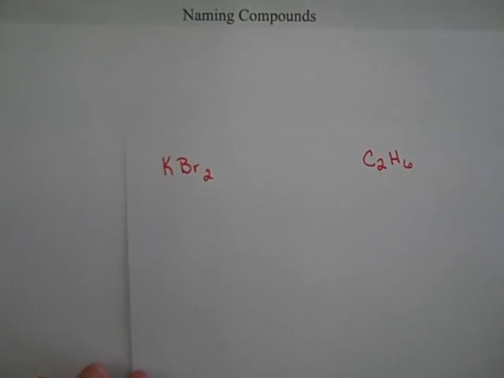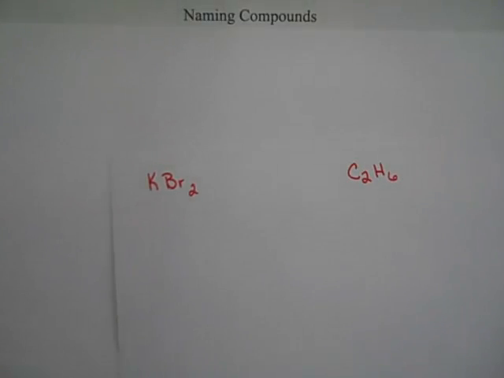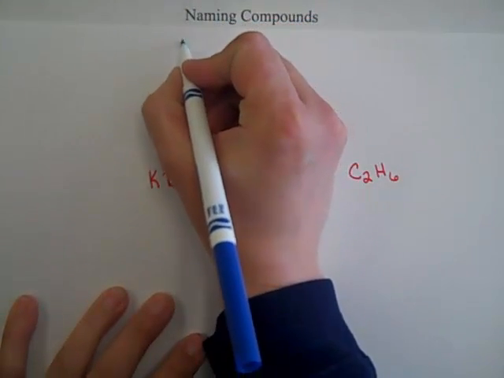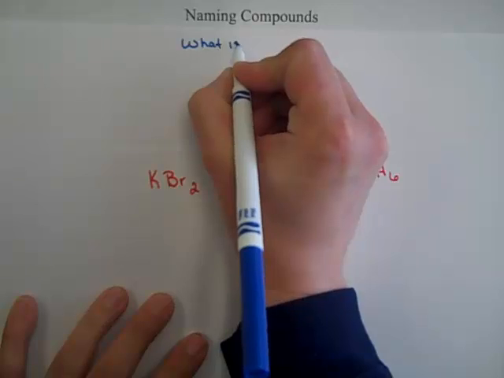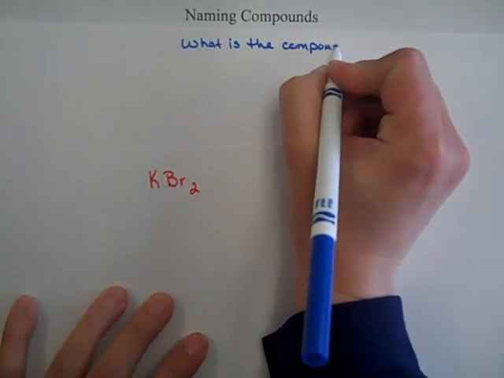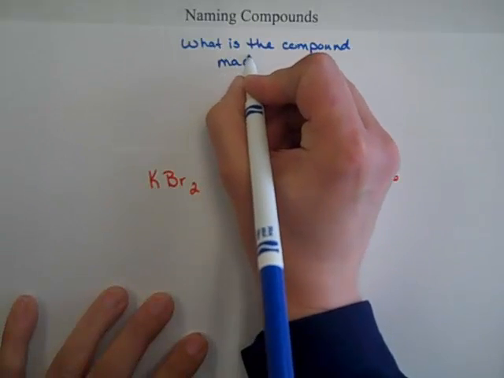Okay, well, writing chemical formulas is a pretty straightforward thing. There's not a lot of steps to it. The naming of compounds has several different paths that it can take. So, for example, if we have these two compounds and we want to name them, the first thing that we have to do is we have to decide what is that compound made of. So, part 1, what is the compound made of?